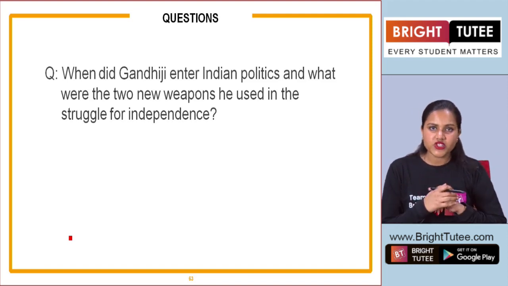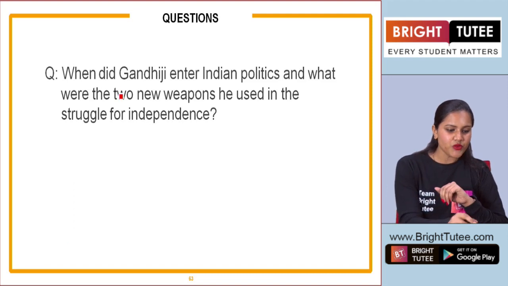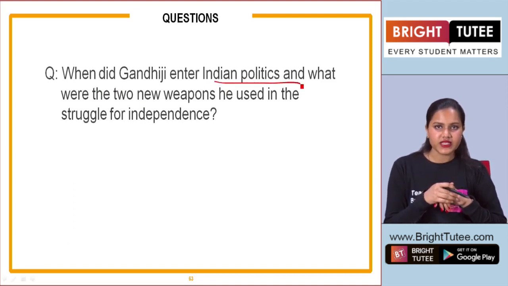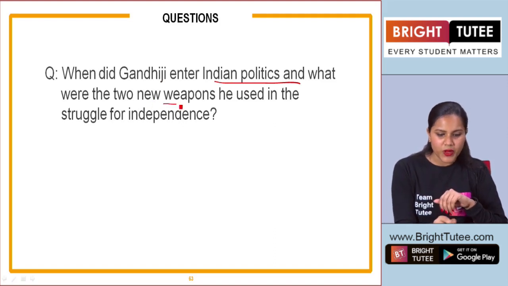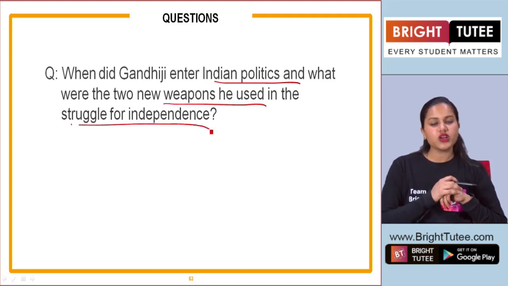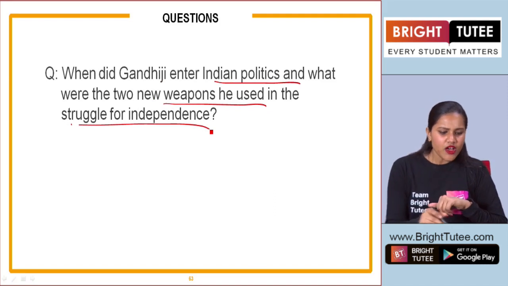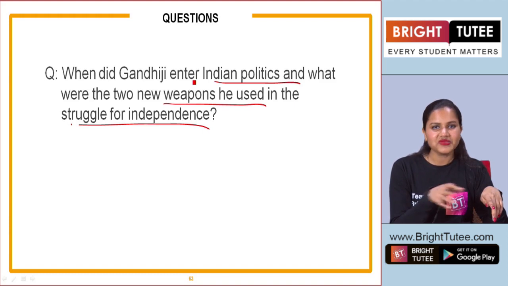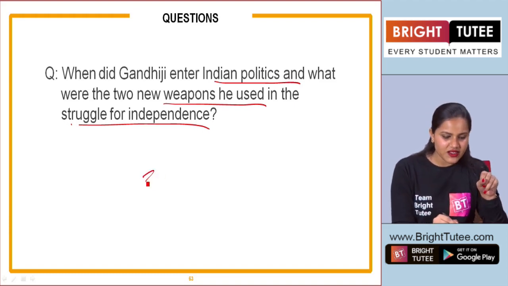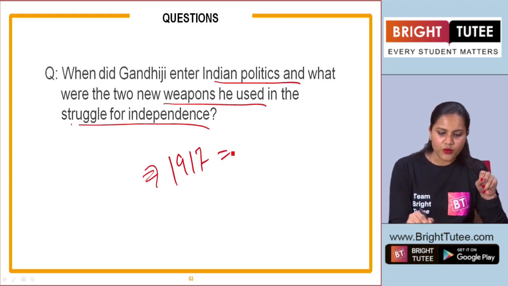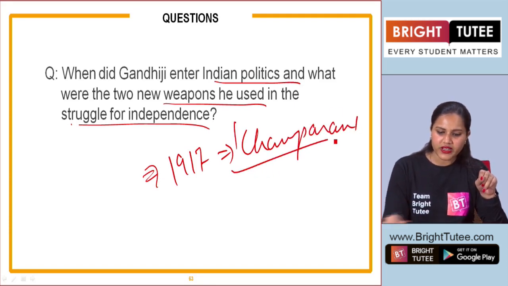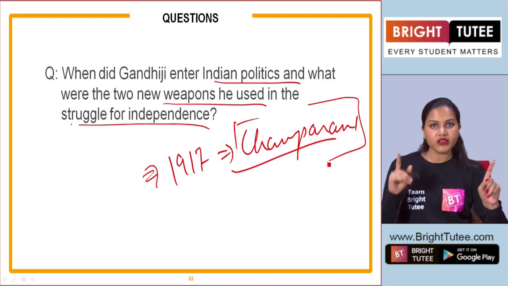Now coming to the question section here, students, we have a question that says, when did Gandhiji enter Indian politics and what were the two new weapons he used in the struggle for independence? What are you going to answer in this question? Are you going to say 1915? No, students. The correct answer here is 1917, when he visited Champaran, and this was the first Satyagraha movement that he organized, in Champaran, Bihar.